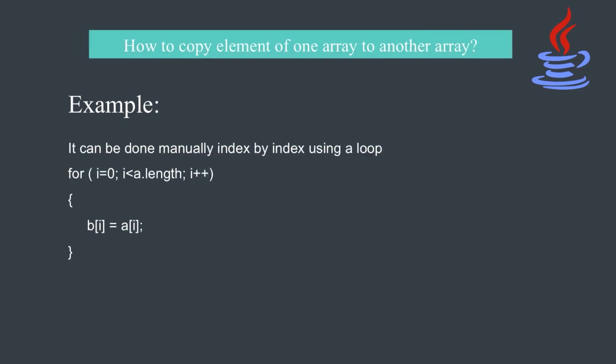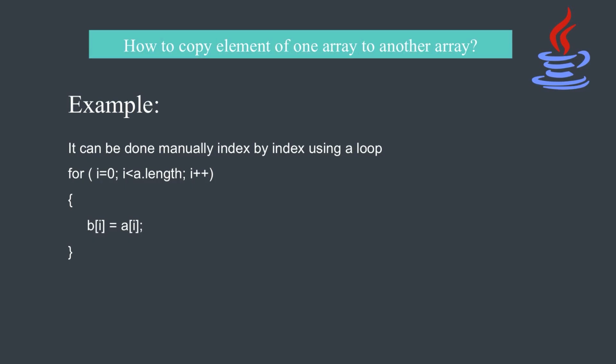Now coming to how to copy elements of one array to another array. Basically we can do this using a loop, index by index. For example, I is equal to 0, I is less than A dot length, I plus plus. So A of I is assigned to B of I. Each and every element of A will be assigned to B. So this is done manually, index by index, using a loop.